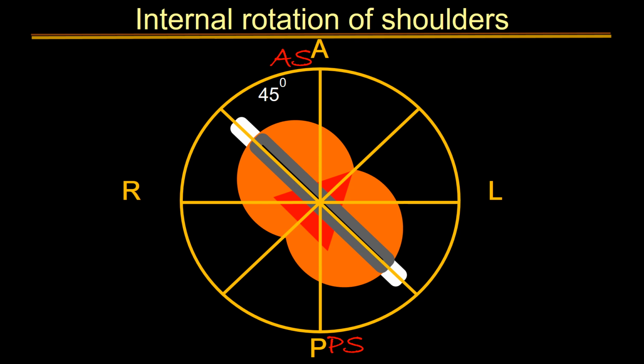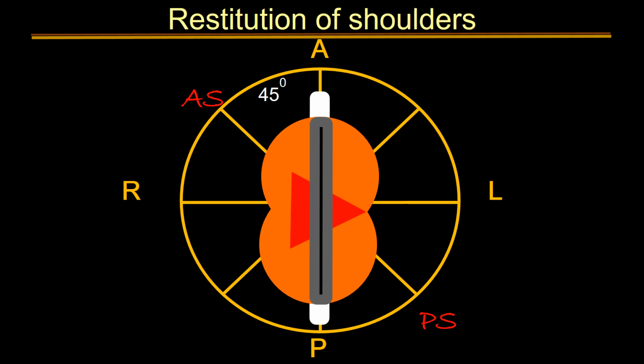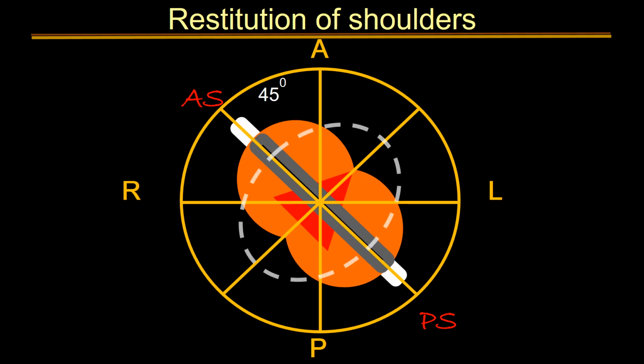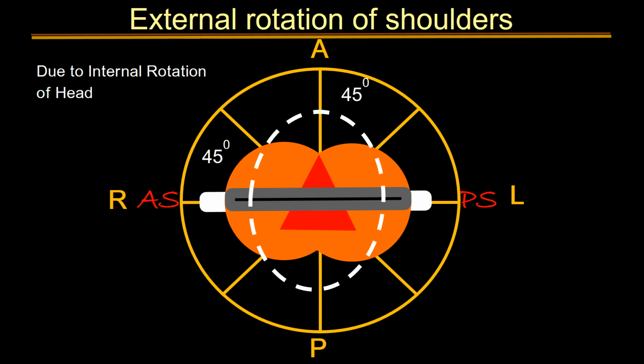Now there is internal rotation of the shoulders. When this happens, the bitrochanteric diameter also rotates inwards because it is dependent on the shoulder. After the delivery, there will be restitution of the shoulders. Now the head comes into the picture. The sagittal diameter of the head occupies the opposite oblique diameter in the pelvis. With the internal rotation of the head, there will be external rotation of the shoulders.